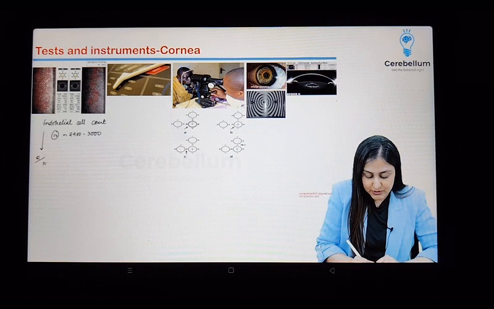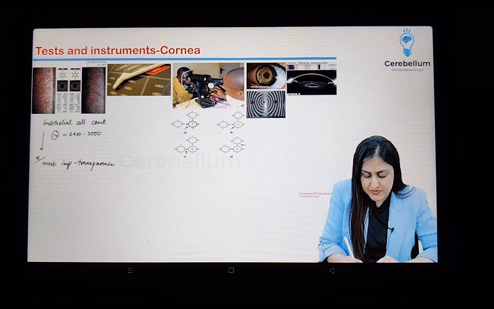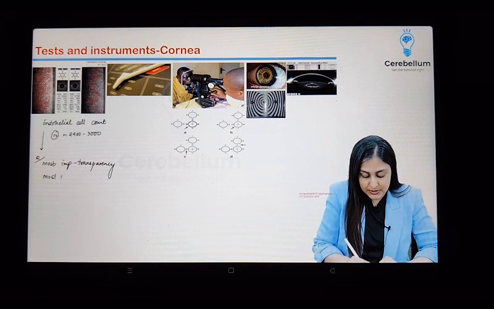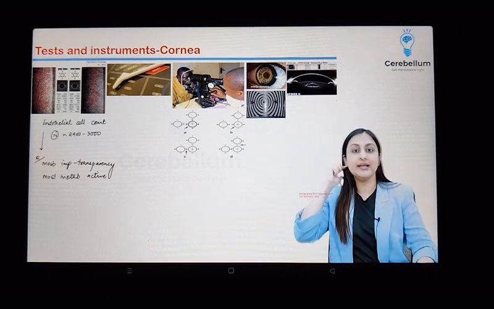Simultaneously, you want to remember a repeat question. This is the most important layer for maintaining the transparency of cornea, and this is the most metabolically active layer. It has these ATP pumps for maintaining transparency.